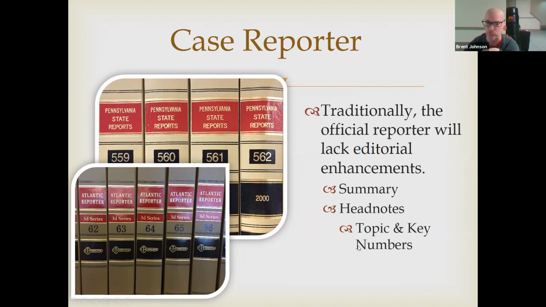And then they would also include topic and key numbers, which was also another tool for researching opinions and finding other types of opinions that are similarly situated. So the official version would be none of these enhancements. And then the regional reporter, the Atlantic Reporter, the Pacific Reporter, would have the editorial enhancements.